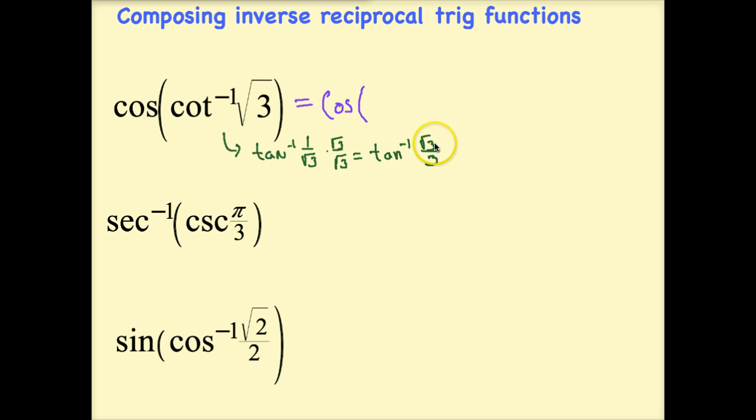Well, this is positive, and we know that both cotangent and tangent share quadrant 1, so we don't need to worry about our domain here. Well, where is the tangent equal to root 3 over 3? That's at 30 degrees or pi over 6. Now we're safe to evaluate. What is the cosine at pi over 6? We know that is root 3 over 2.